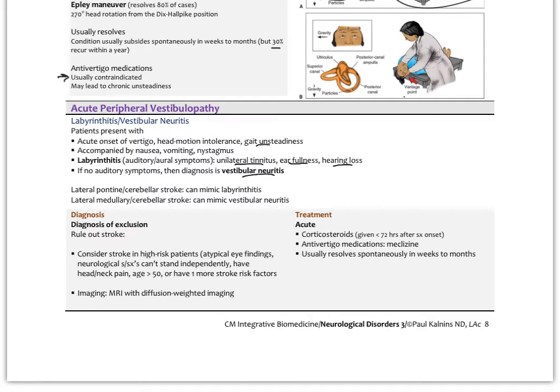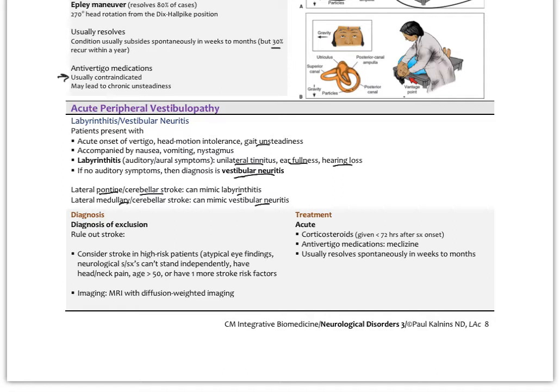Now, importantly here, a patient can have a stroke in the lateral pons or in the cerebellum, and that can actually mimic labyrinthitis. As well as in the lateral medulla or the cerebellum, that can mimic vestibular neuritis. So again, the difference with labyrinthitis is we need the hearing loss and the tinnitus with the vertigo, versus with the neuritis, there doesn't have to be any hearing loss or tinnitus. It could just be the vertigo. But the strokes can actually mimic that.